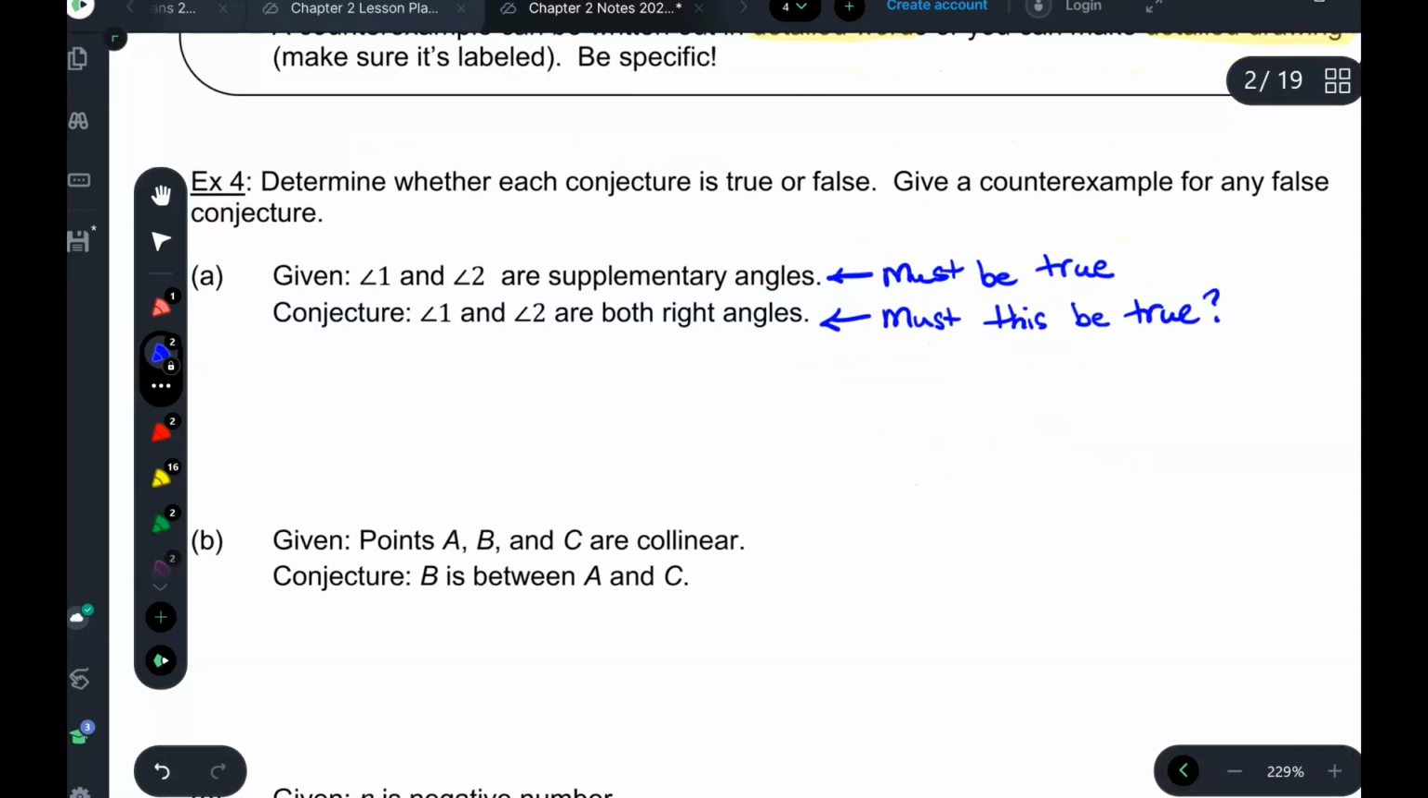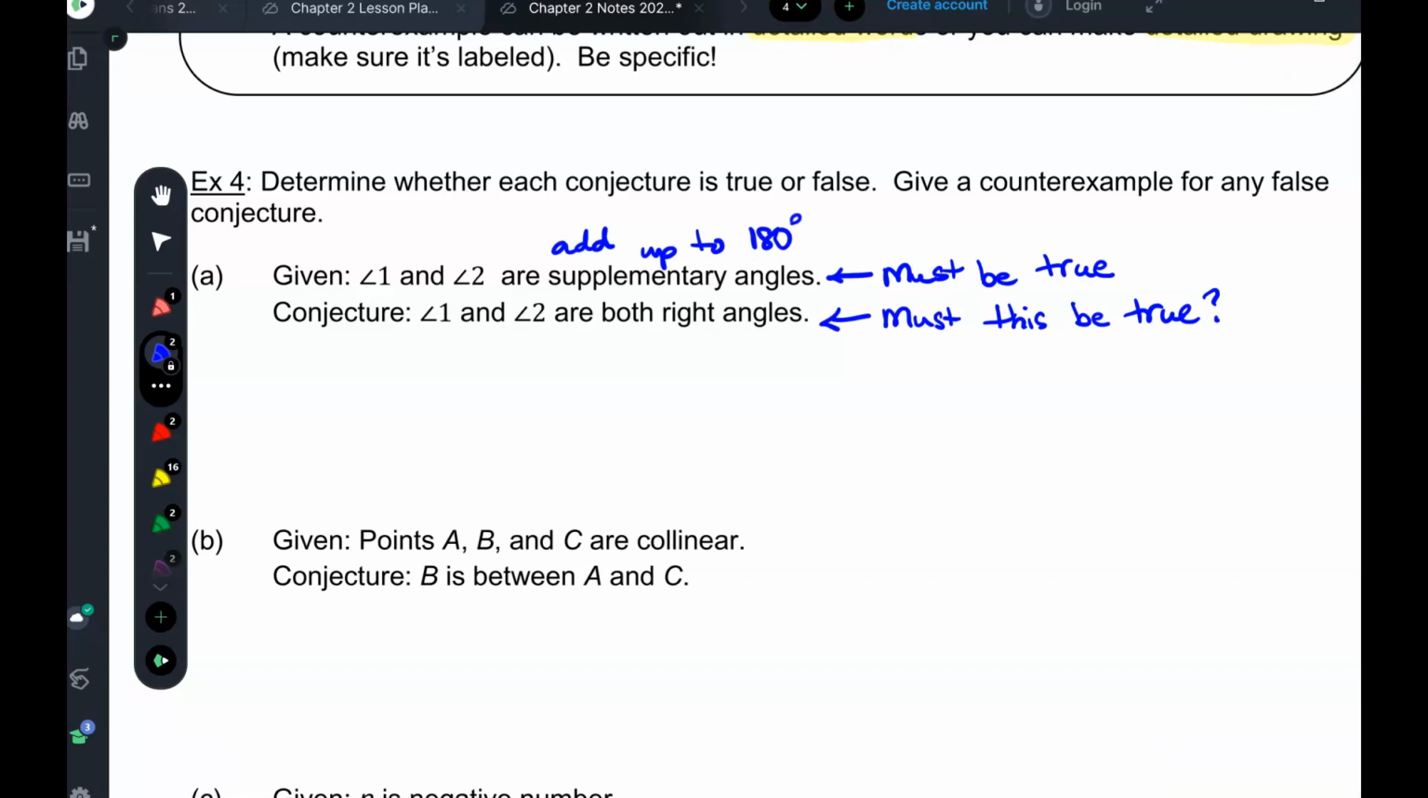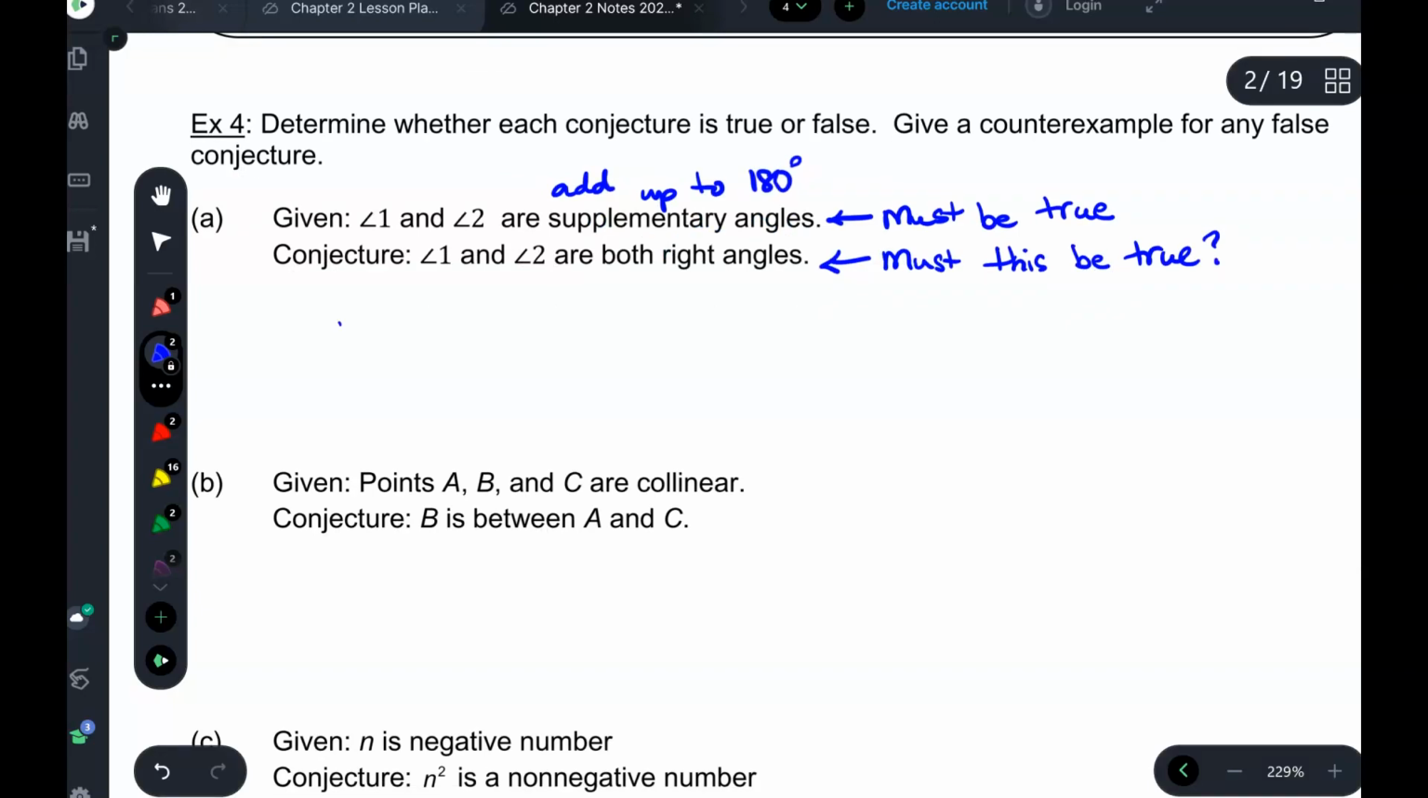Okay, so it could be 90 and 90. But can I draw a picture of two angles that are supplementary, but they're not right angles? Yeah. That's your counterexample. So you're just finding something to make it not true. Exactly.